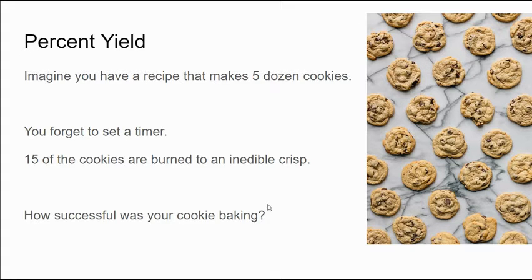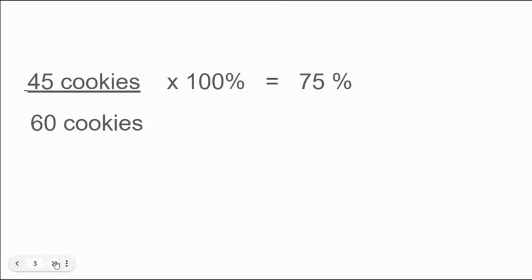Well, let's try to quantify this. So I have 5 dozen cookies. That's 5 times 12. So that's 60 cookies. And 15 of them we just cannot eat. How many could we actually eat? Well, that's 45. So one way that we could determine the success of our baking is to say that 45 out of the 60 cookies were actually edible, in which case we have about a 75% success rate.